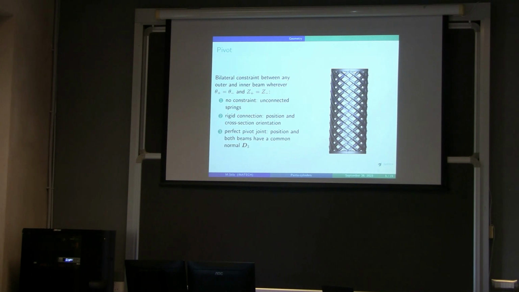How does a spring compare to these pantocylindrical structures? We used a rigid connection, so we completely linked these two in all their degrees of freedom. Or we used a perfect pivot joint, so that they can freely rotate around the radial axis, but all the other degrees of freedom are still linked.